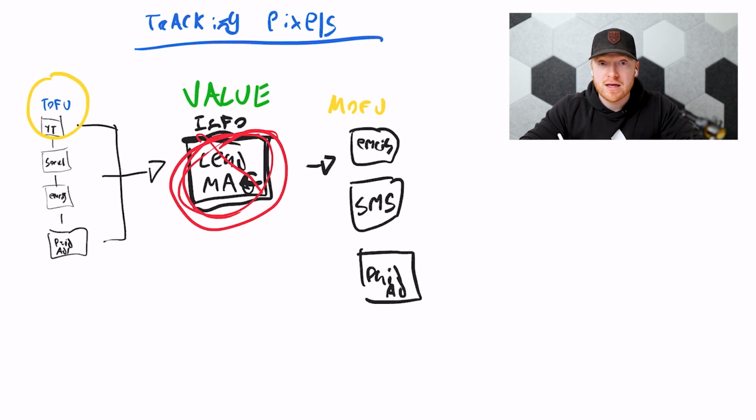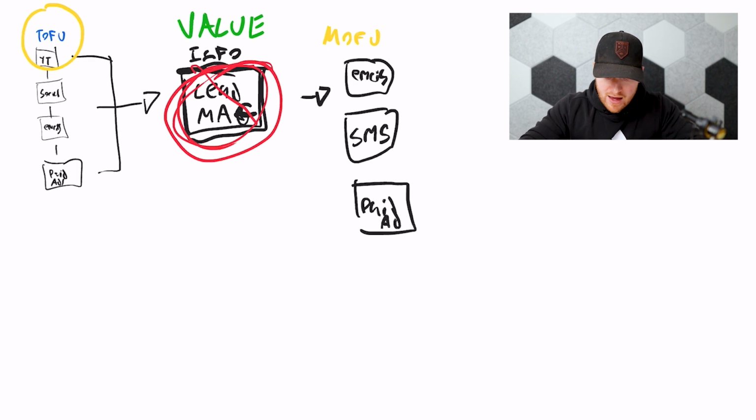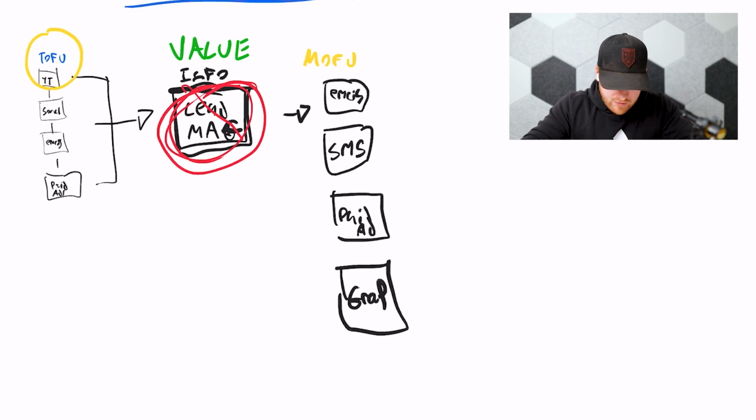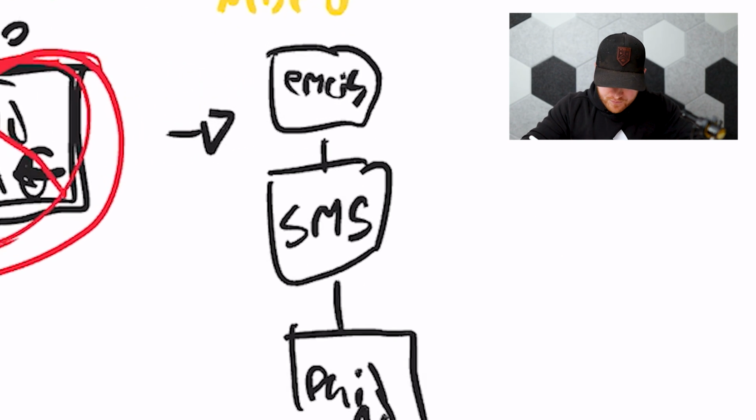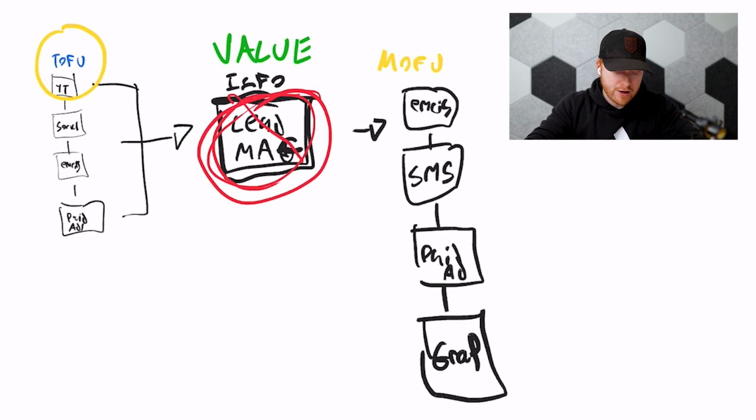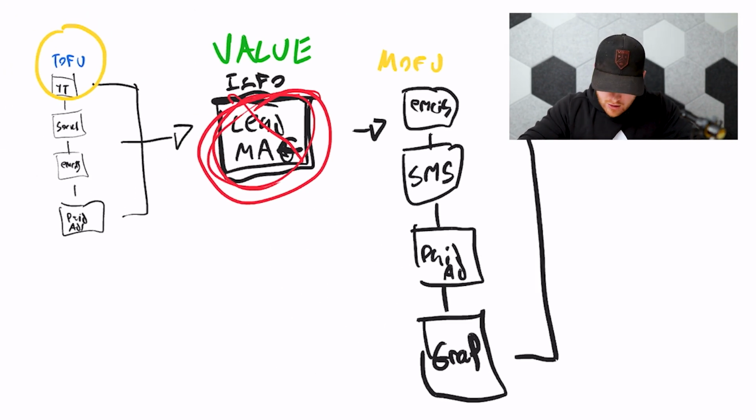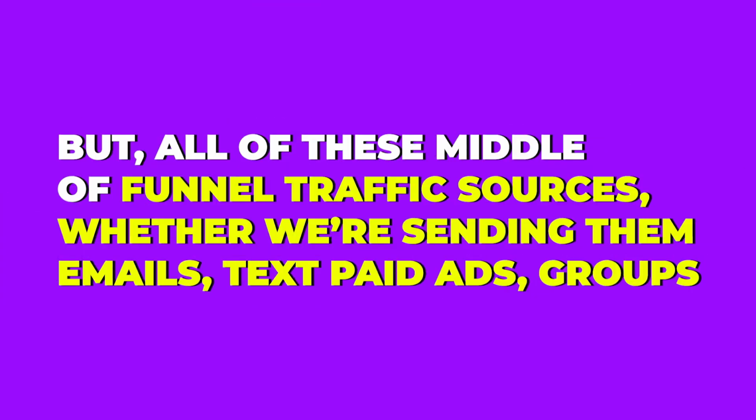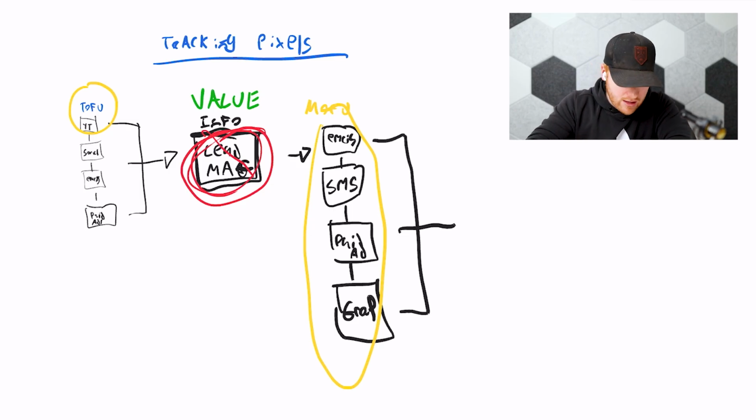Another thing I like to do is, anytime someone opts into a lead magnet, invite them to a free Facebook group. So group, right? These are going to be all of our middle of funnel traffic sources. And the whole purpose here, just like we did for top of funnel, is we're going to drive traffic somewhere. But all of these middle of funnel traffic sources, whether we're sending them emails, text, paid ads, group, we're going to engage with them much differently than we did here on top of funnel.